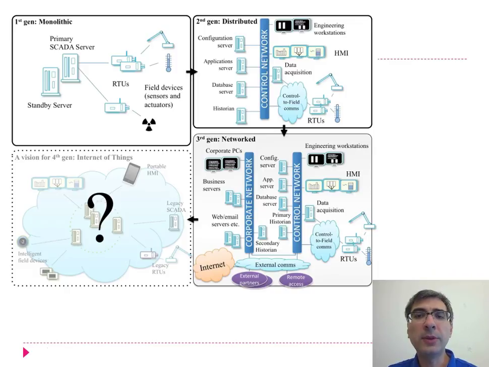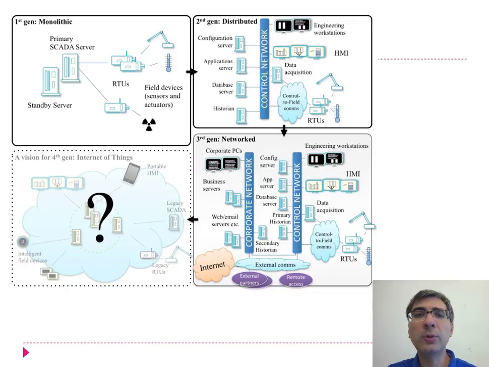The second generation became a bit more distributed, so we don't anymore have a single server and its standby, but we have a number of different servers, each one having a different function. So there will be a whole network, the control network, to which you would have connected a server for configuring the SCADA system, a server having the applications running on the SCADA system, a database, a historian. The historian is where the data are collected for analysis. So this is where they are stored in order to check for trends, for example.